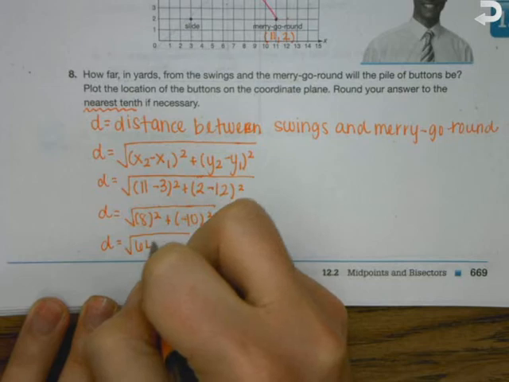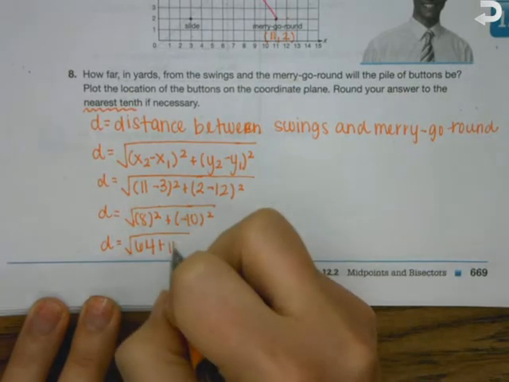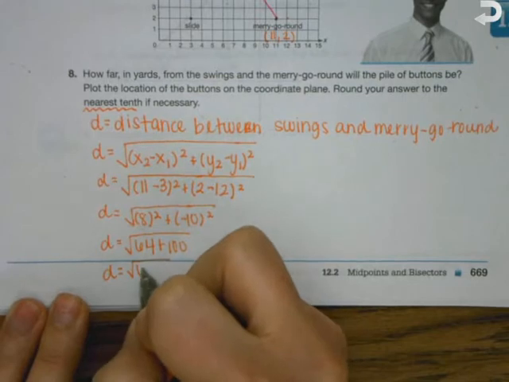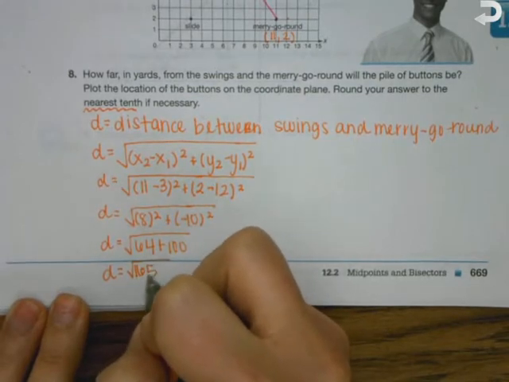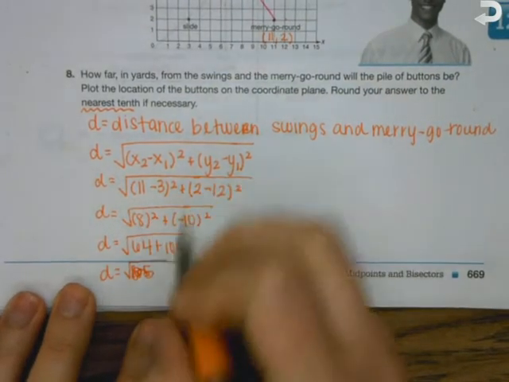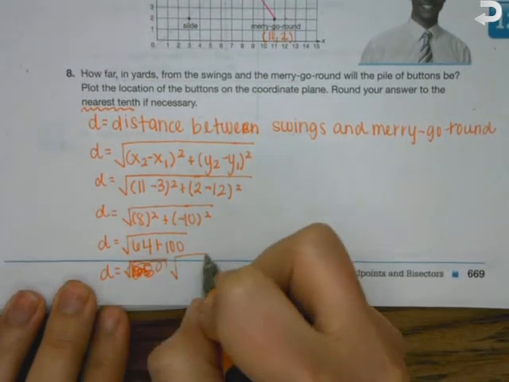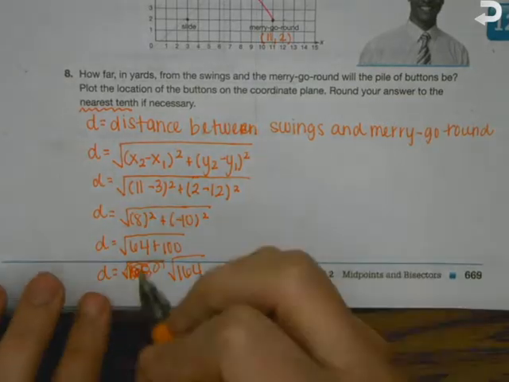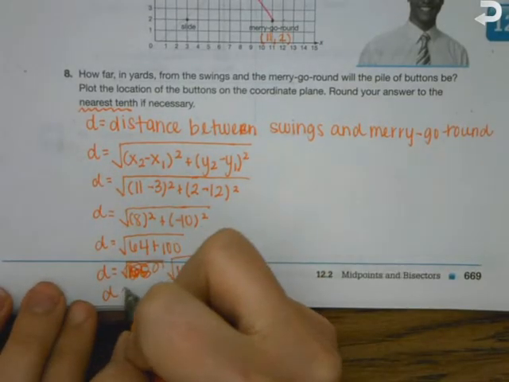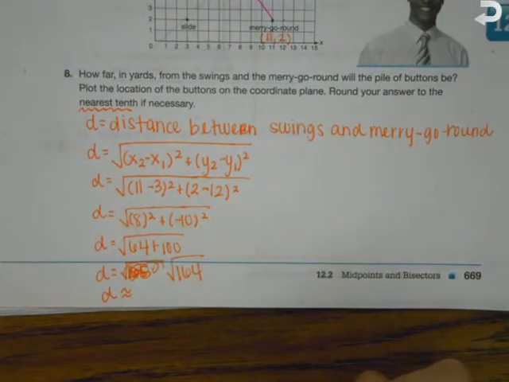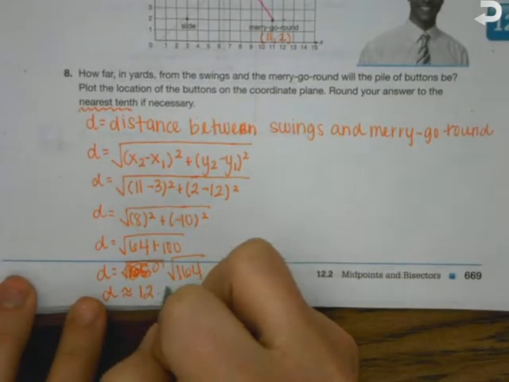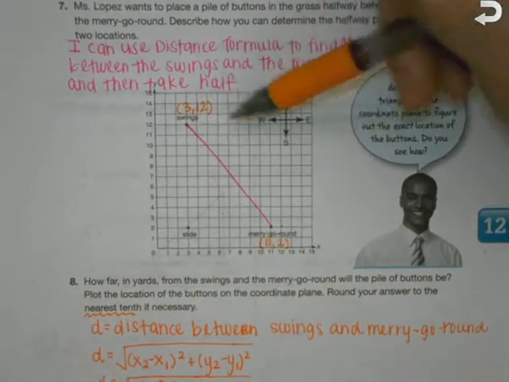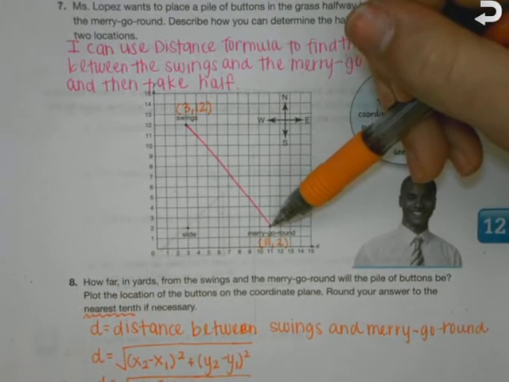64 plus 100. So I'm looking for the square root of 164. Is that a perfect square? No. Who was able to do the calculation for us? Approximately what? 12.8. So what is this saying? The distance between the swings and the merry-go-round is approximately 12.8.